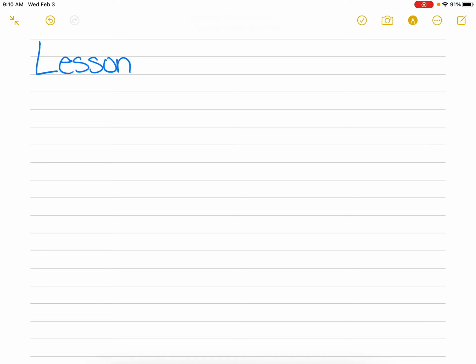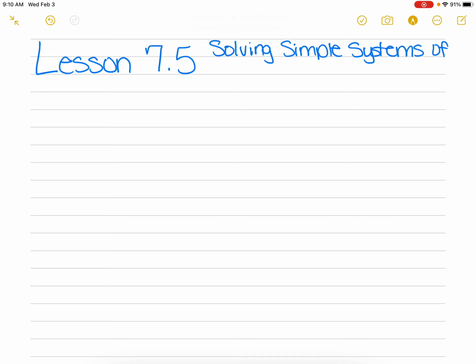Hello students, today we are doing lesson 7.5, and this is solving simple systems, which is what we've been solving so far. Solving simple systems of equations by the addition method.